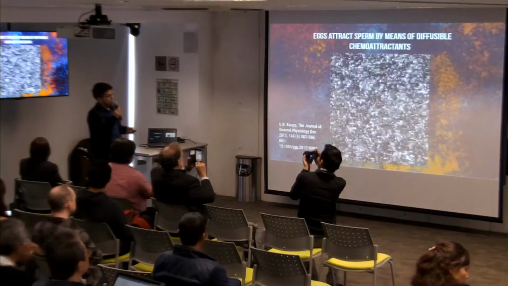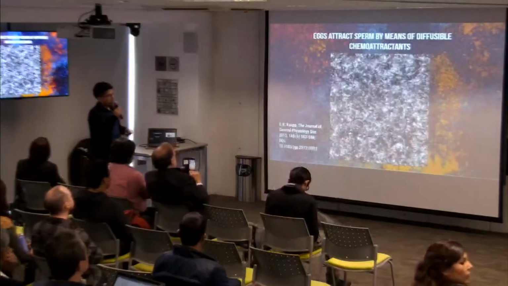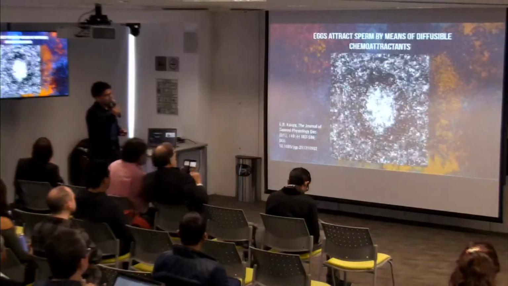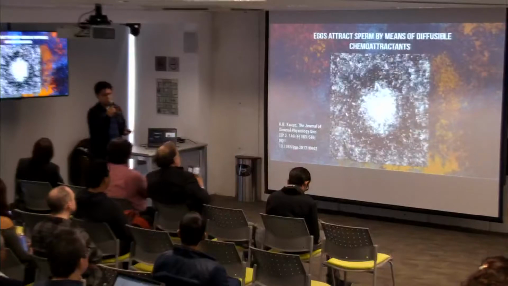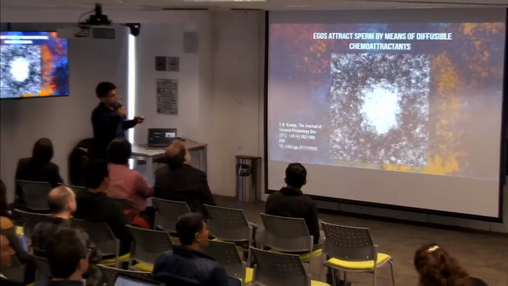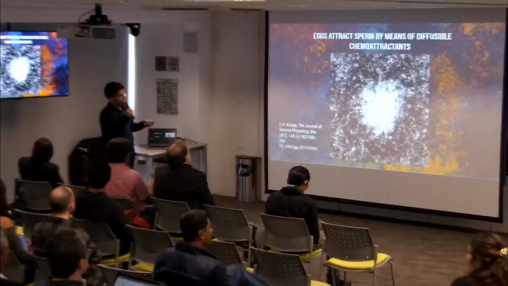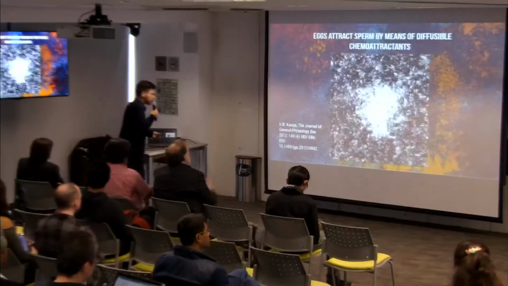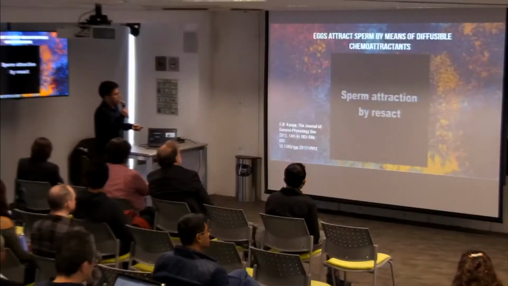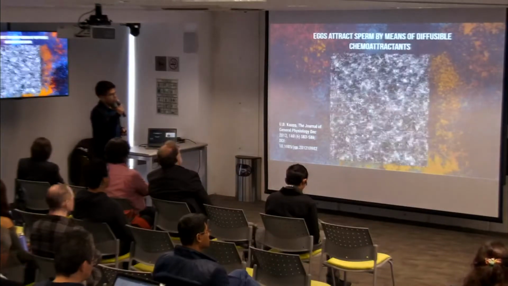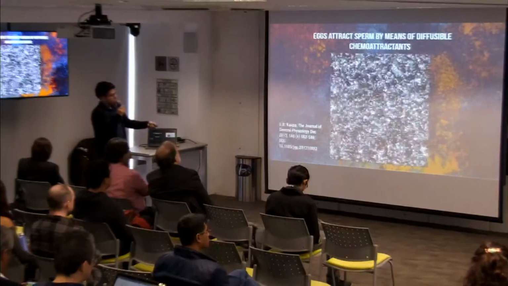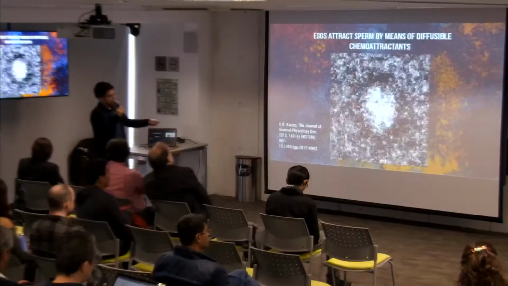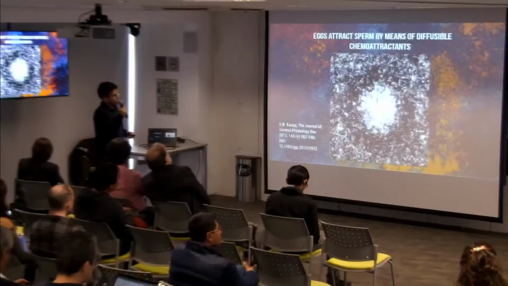To overcome this dilution effect, eggs attract the sperm by means of a chemoattractant. This chemoattractant can be synthesized in the lab, and you can precisely release this active molecule by photocleavage. This is a movie of a bunch of sperm, and just by releasing it with ultraviolet light, you can point a center of release. This is resact, the name of the chemoattractant, and you will see an aggregation of sperm in the middle.